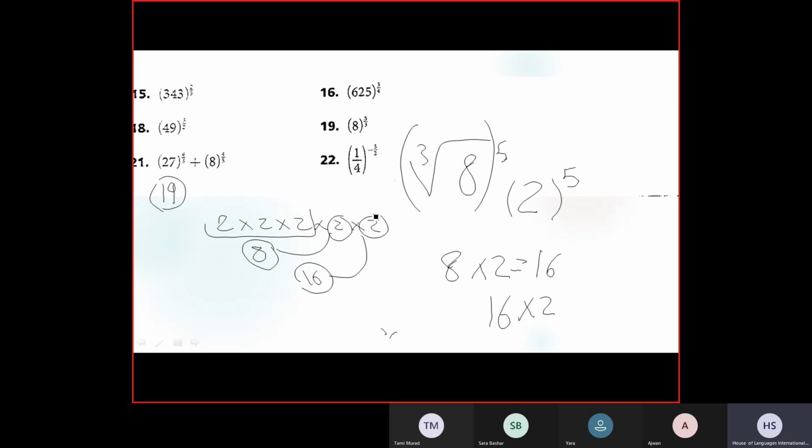Well, you already multiply it. So what will the answer be? The answer will be 32. That's it. Is there any question? Okay.